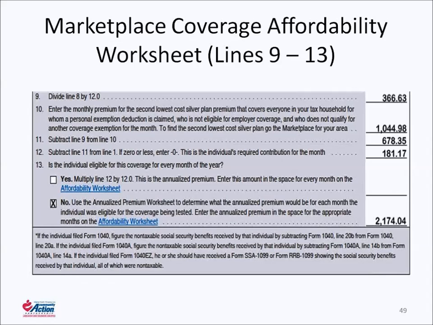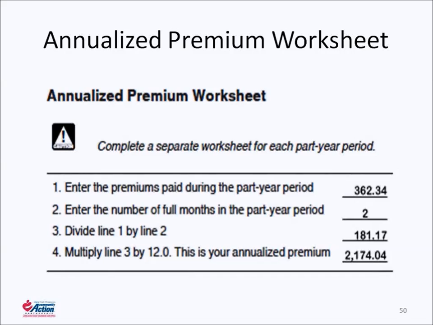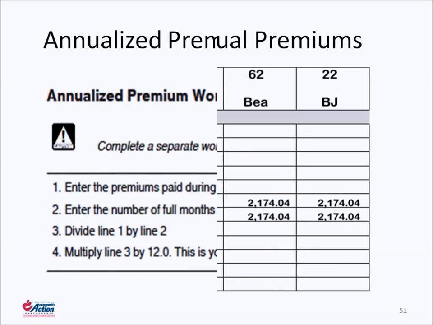Is the individual eligible for coverage for every month of the year? No. We're missing June and July. So we say no, and we have to annualize the premium. Another table, which I don't think they included in the update to 4012. In this case, for the 2 months, they would have paid the $181.17, so that's $362.34. Number of months in the part year period, 2. Divide 1 by 2. Well, since it was the same the whole time, it's going to come out with whatever it was. And multiply line 3 by 12, that's the annualized premium.